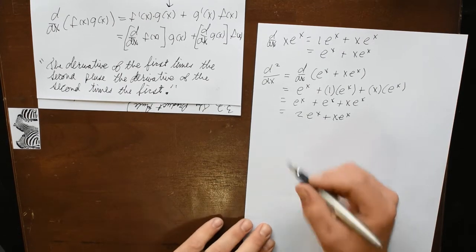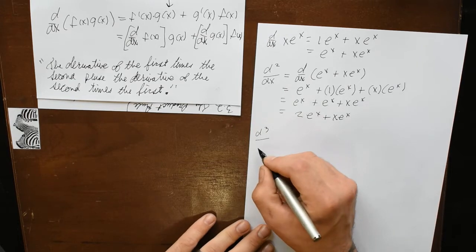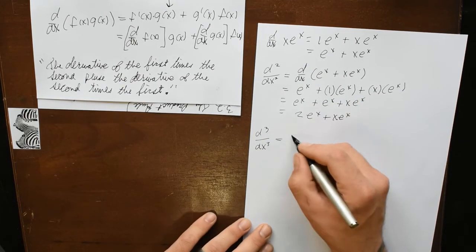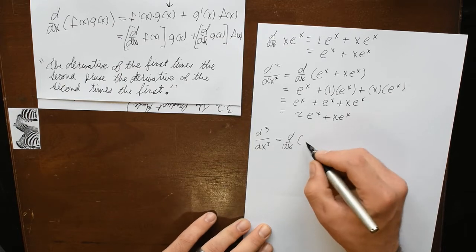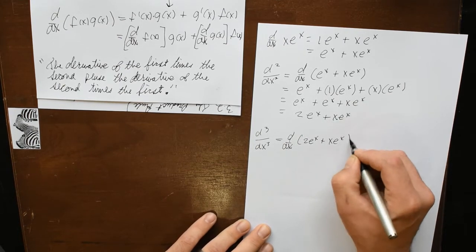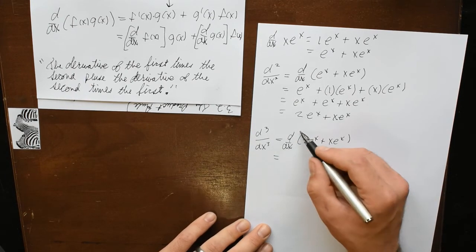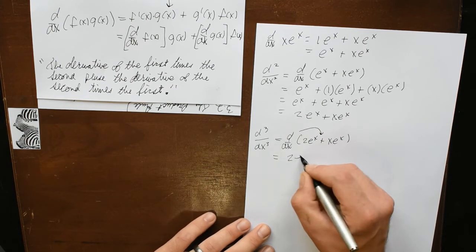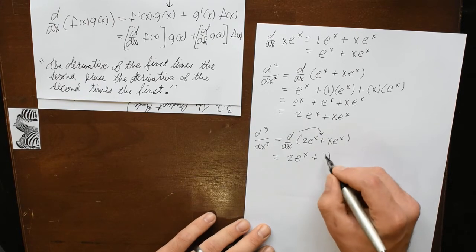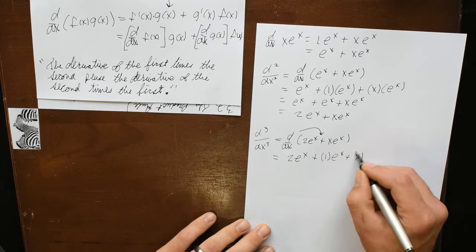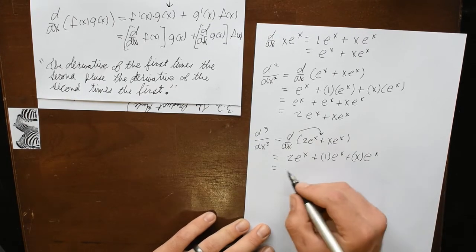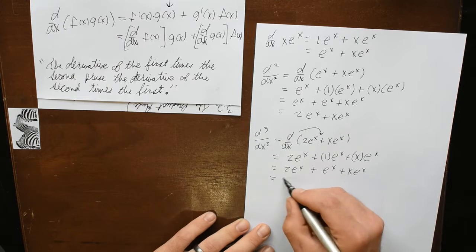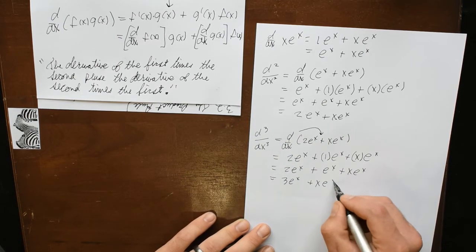Well, let's calculate the derivative again. The third derivative with regards to x, and I forgot to put a 2 there. Well, that's going to be equal to the derivative with regards to x of our second derivative, 2e to the x plus x e to the x. Derivatives distribute across addition, and constants can be pulled out. The derivative of 2e to the x is just 2e to the x, plus the derivative of our first times our second plus our first times the derivative of our second, which is 2e to the x plus e to the x plus x e to the x, or 3e to the x plus x e to the x.